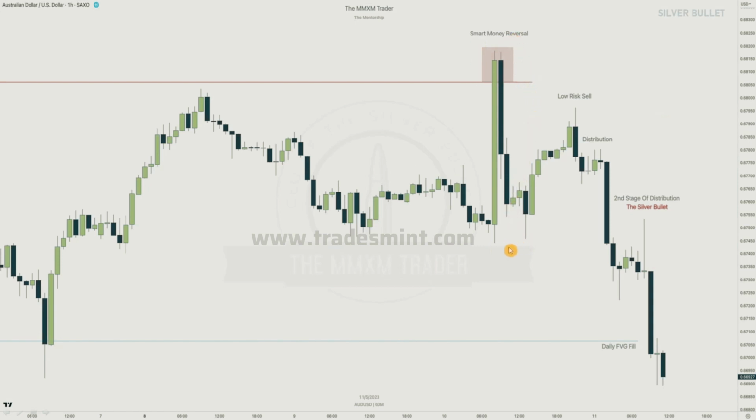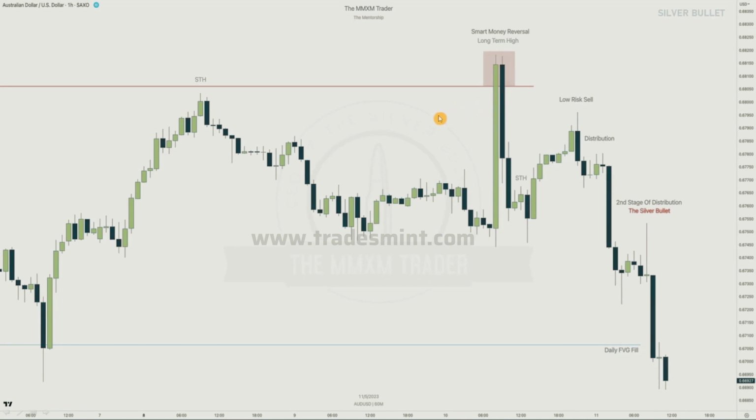And what do we have down here, right? Low resistance liquidity or engineered liquidity. So our draw on liquidity gets better every time they engineer liquidity on the sell side. Price trades back up into OTE levels or premium level of this range, right? Creating that low risk sell, forming another distribution phase, dropping lower, and then the silver bullet is the second stage of distribution and it forms over here.